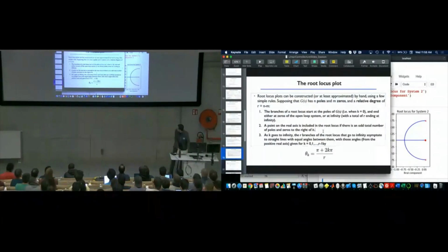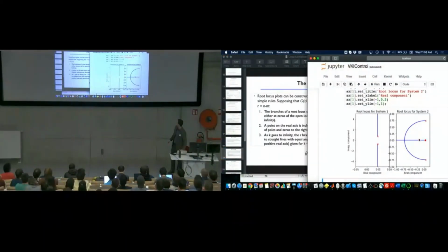Secondly, a point on the real axis is included in the root locus if there's an odd total number of poles and zeros to the right of it. And here's where the fact that our system 2 has a 0, but our system 1 does not, starts to have an impact. Because the total number of poles and zeros for our system 2 is 3, which is odd. So what that means is that everywhere to the left of, well, to the left of all three of these guys is going to be included in the root locus.